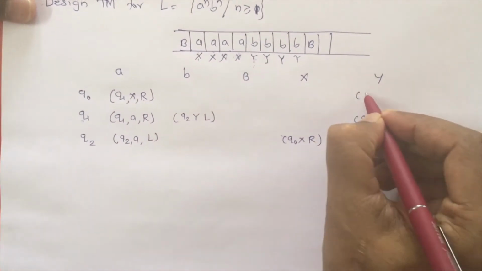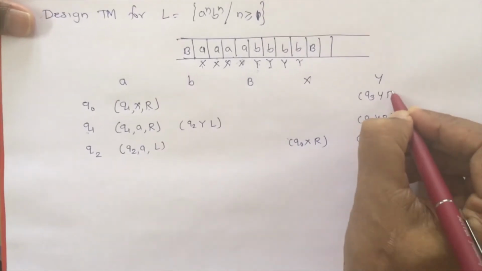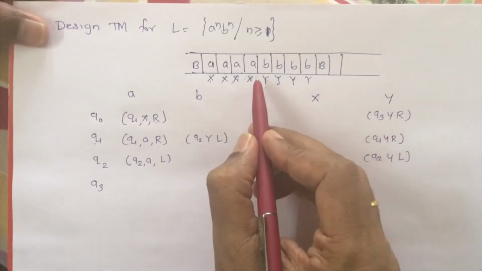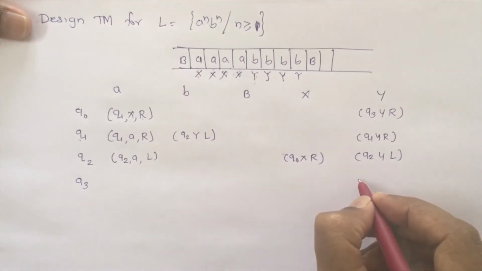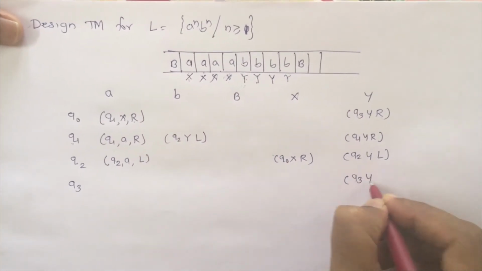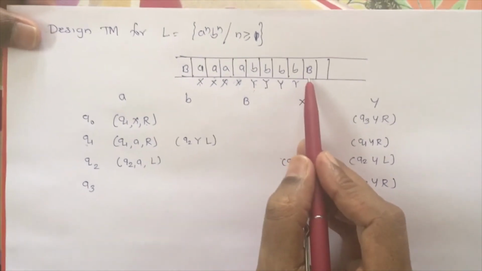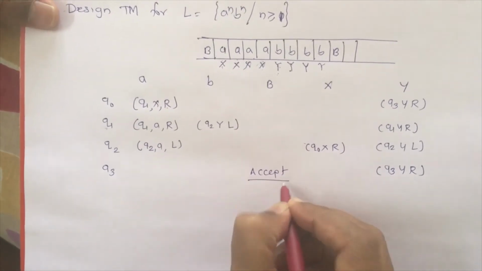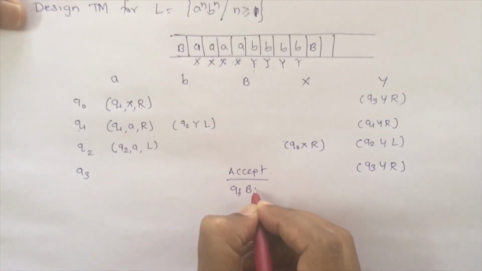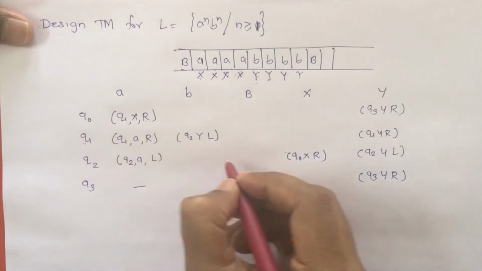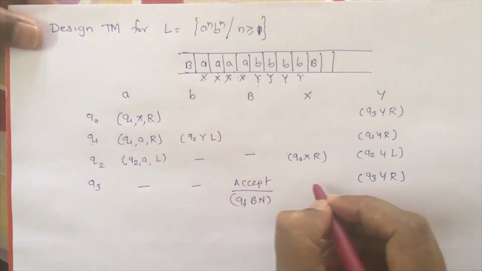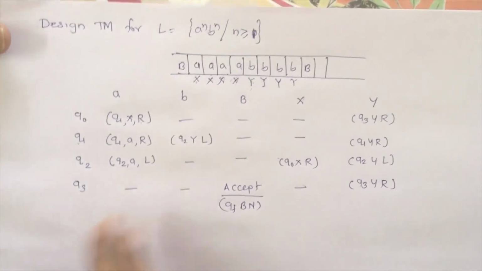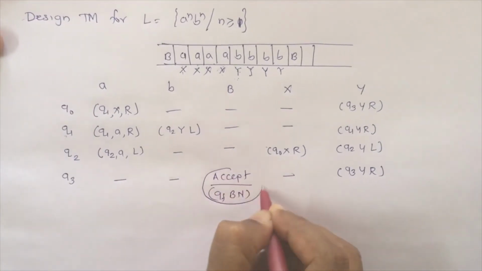So I will write here Q3 Y R, and we are supposed to get only Y's now. So we will write Q3 Y R, and towards the end we will get B. So either you write accept or you write Q F B N. All entries here other than this would be empty. So this is how one can get the Turing machine for this string.